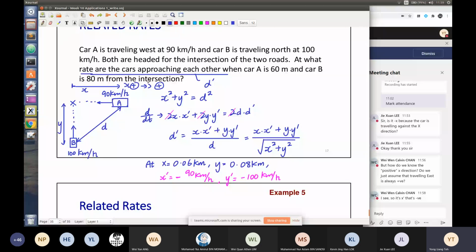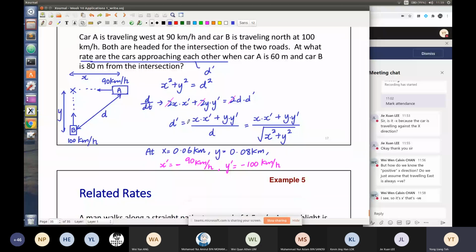So let me just return back to my distance notation. Once you understand that, you can just calculate d prime quite easily already. Of course, I'm not going to do that. So d prime is just equivalent to, you plug in the numbers, and you're going to get a negative answer. Definitely it's negative.